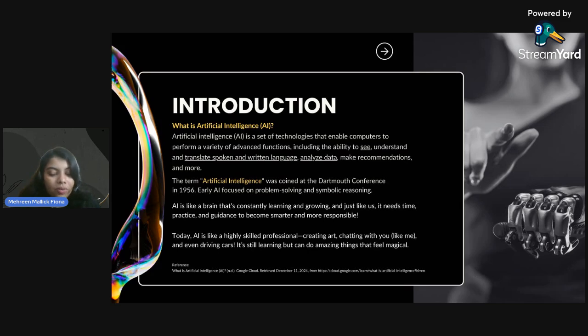So as we go back in time, we can see the term artificial intelligence, or AI in short, was termed in the Dartmouth conference in the year 1956. And in the early years of AI development, it mostly focused on problem solving and symbolic reasoning. So as you can see, the AI is more advanced and smarter than previously. It is like a brain, and it is continuously learning and growing, and it is similar in nature to a human, but they are not human.